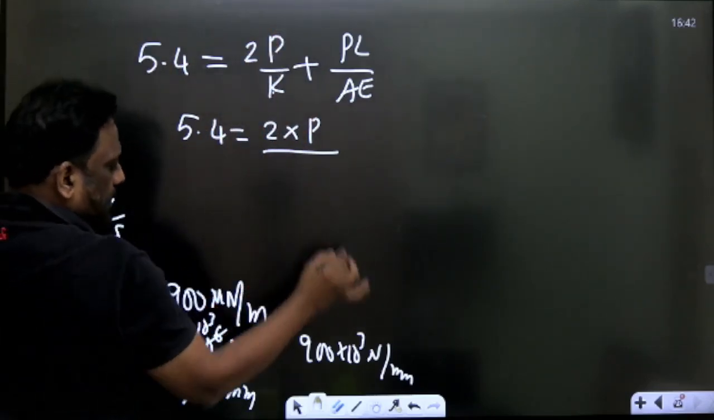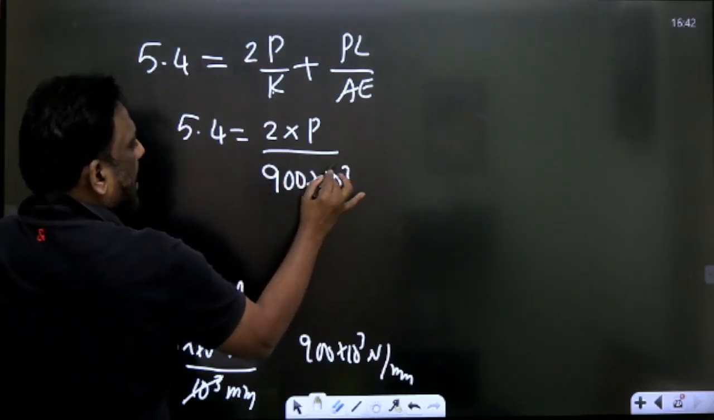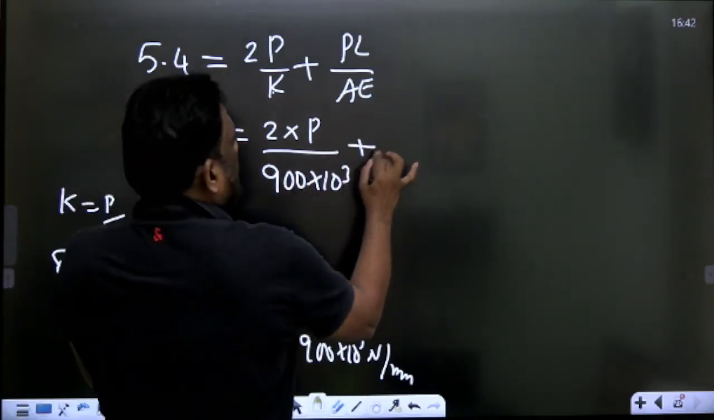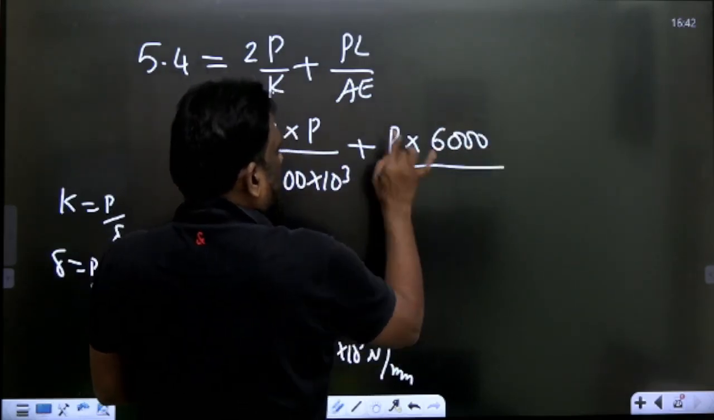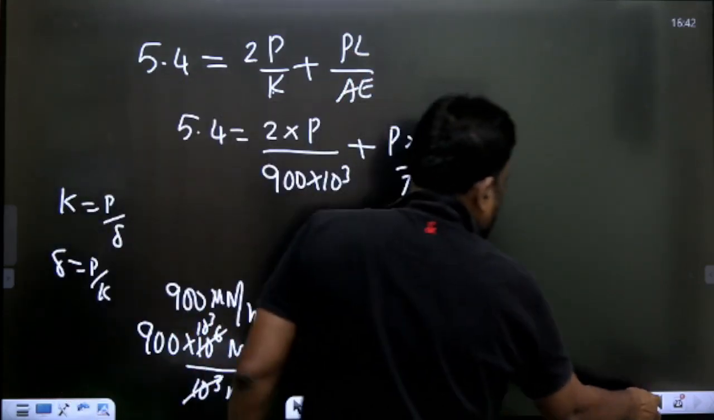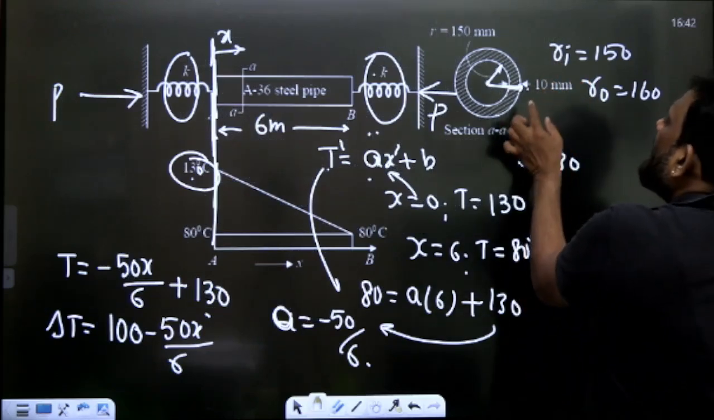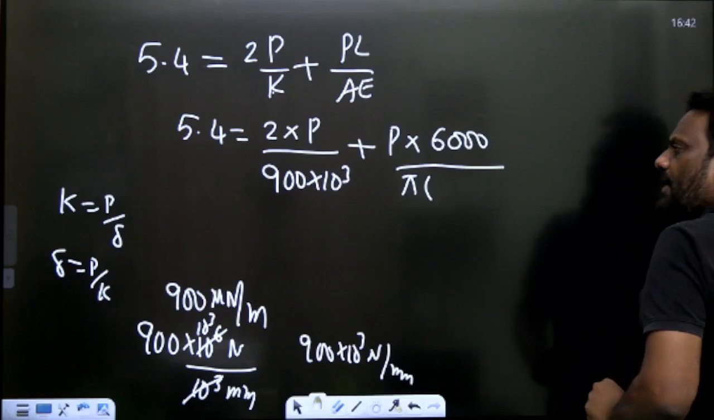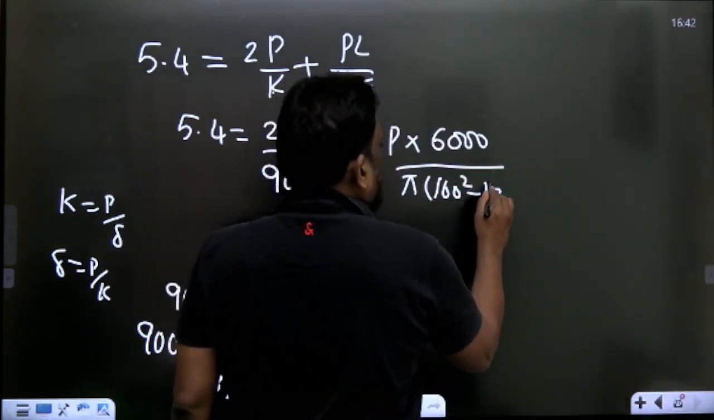So K is how much, sir? 900 into 10 power 3. Why have you taken this twice? Because there are two springs, the compression of both. Plus P, what is the length? 6, I think, so write it as 6000, because it should be in mm. Look at the area, sir. What is the area? Pi times RO is 160, RI is 150. RO is 160, 160 minus 150 square.